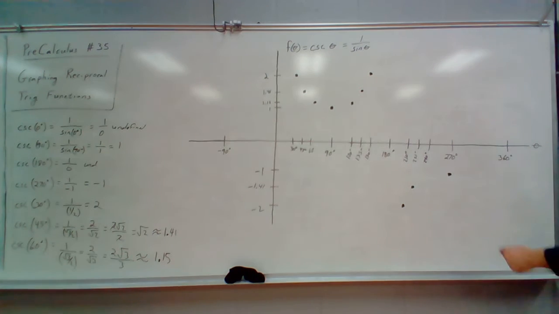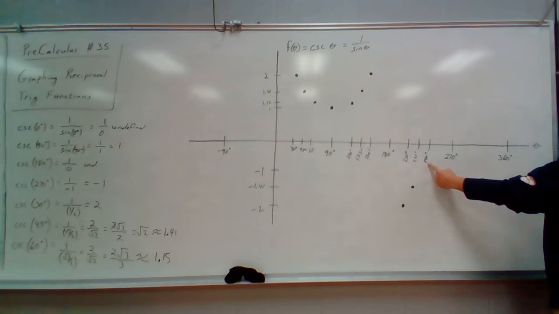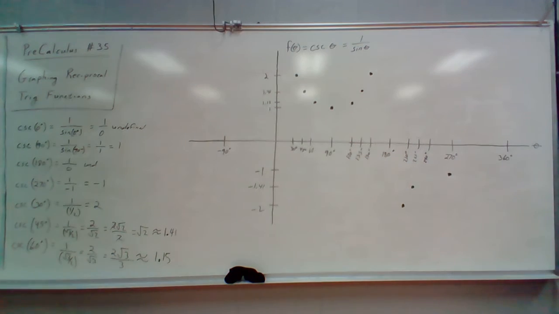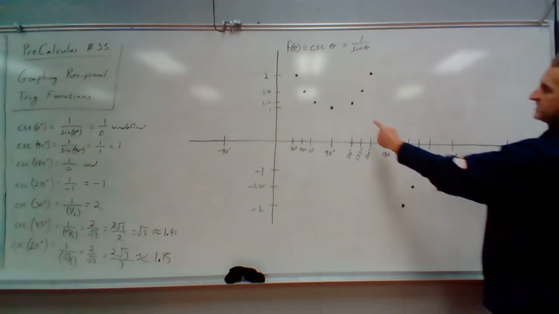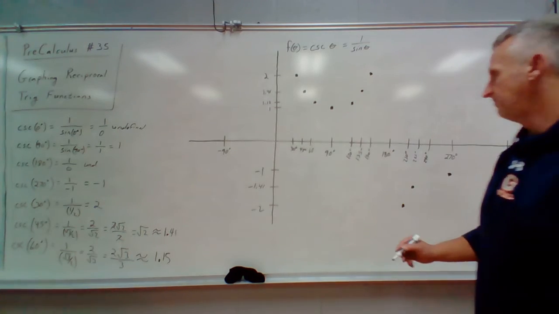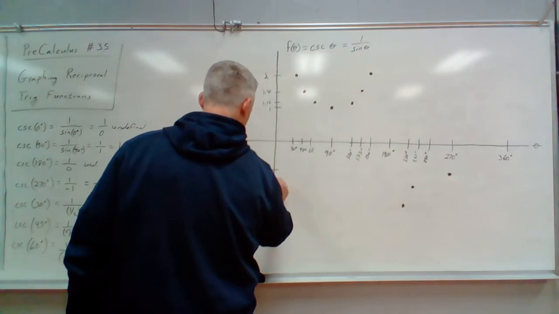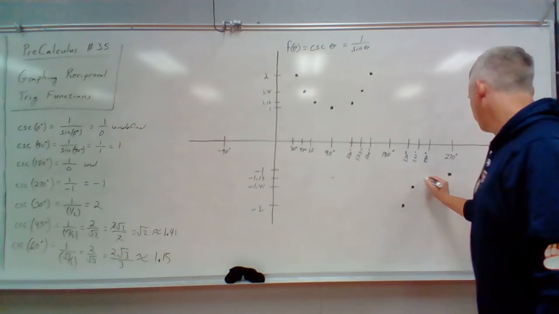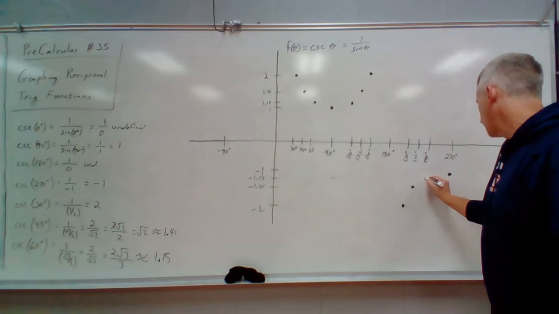Value. 240 degrees matches with 120 degrees. Except it's negative, so it would be negative 1.15. That goes back there.